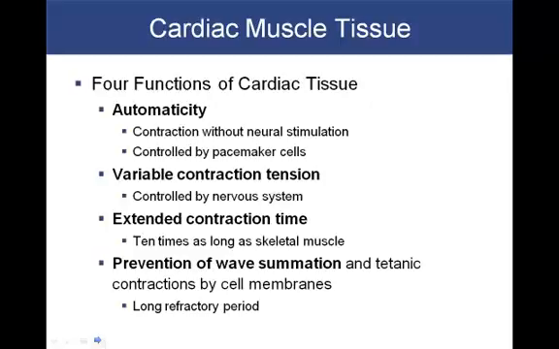Cardiac tissue has variable contraction tension, and this is controlled by the central nervous system. Along with that, we have extended contraction times. Contraction time in a cardiocyte is 10 times as long as that of skeletal muscle. Cardiac tissue also has a long refractory period, and this is due largely to prevention of wave summation.